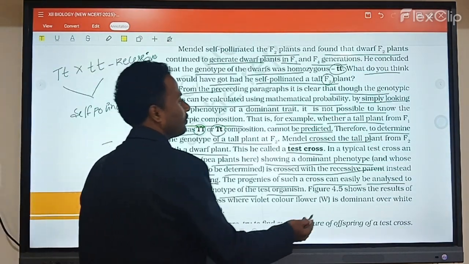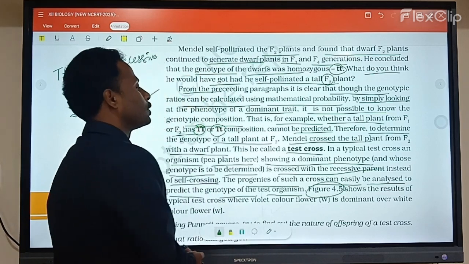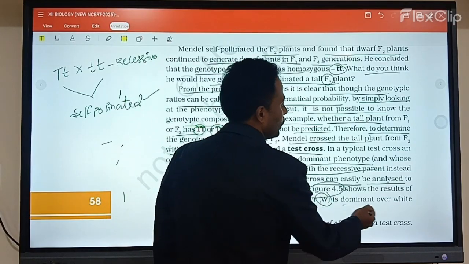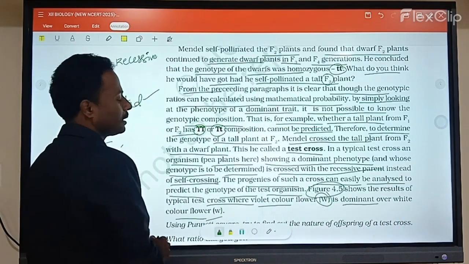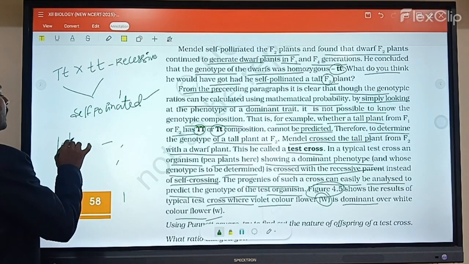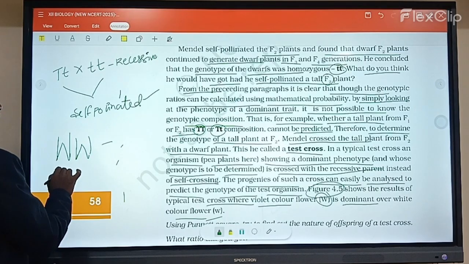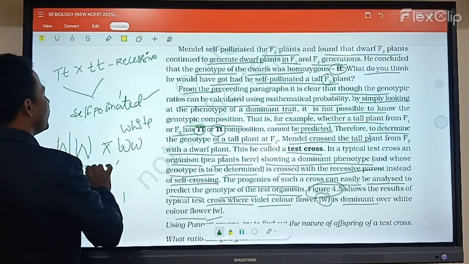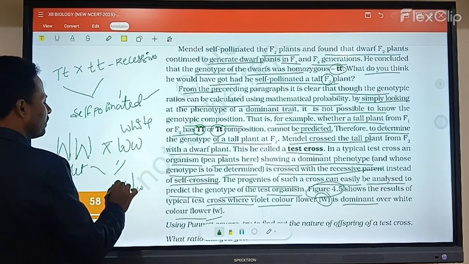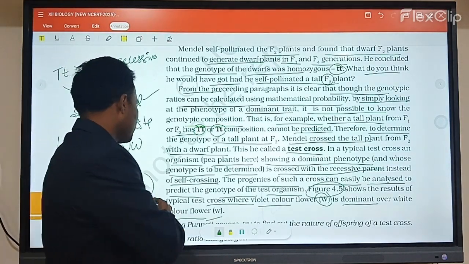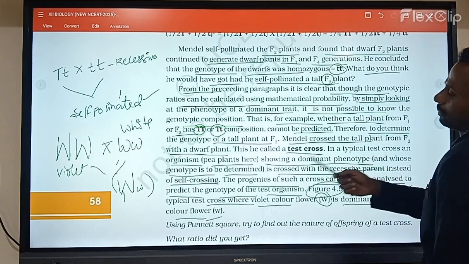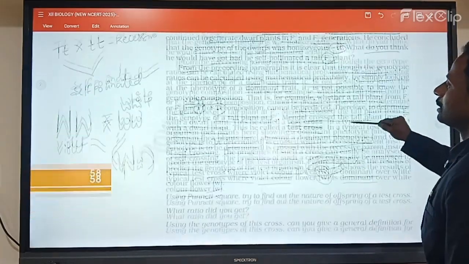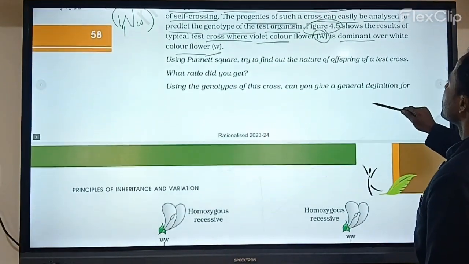Given in Figure 4.5 is the result of a typical test cross where the violet flower, capital W, is dominant over white, small w. Mendel took the violet flowers, capital W, and crossed them with recessive plants, that is, white flowers. When he crossed them, he noticed that 50% of the flowers were violet and 50% were completely recessive, white flowers.